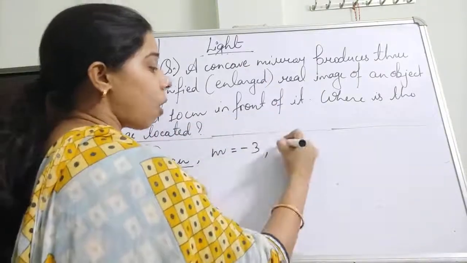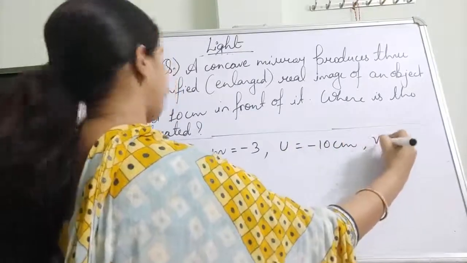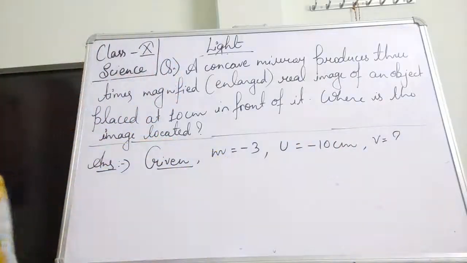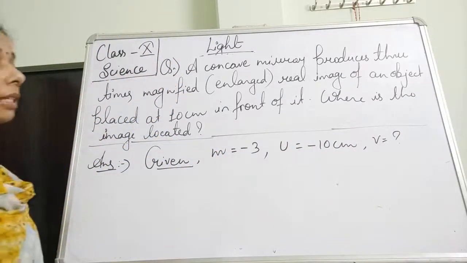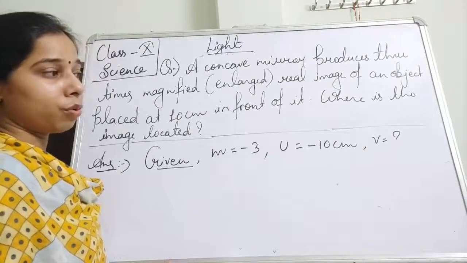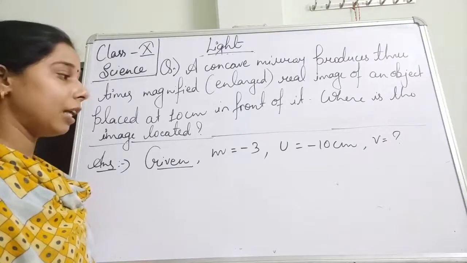Because the image is real here, of an object placed 10 centimeter in front of it. So object distance u is given, that is minus 10 centimeter. What we have to find is where the position of the image is, where the image is located. Okay, so everything is given here, so we simply have to find v. How can we find it, students? We all know the formula of finding the value with the help of magnification.